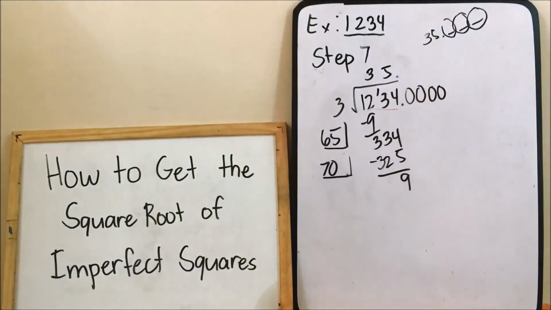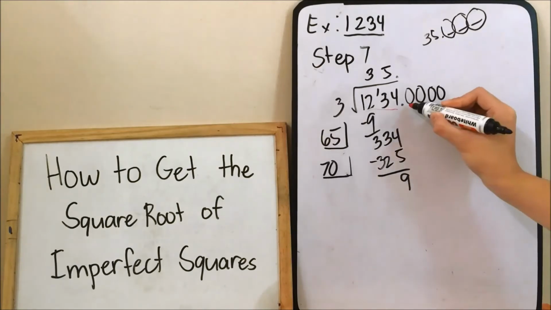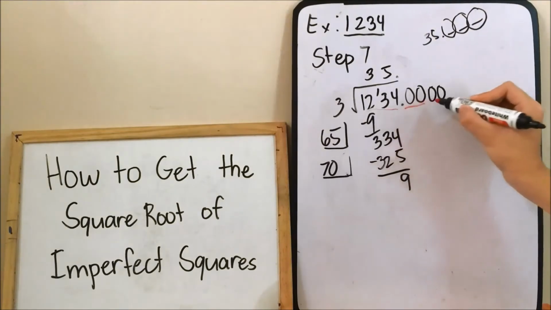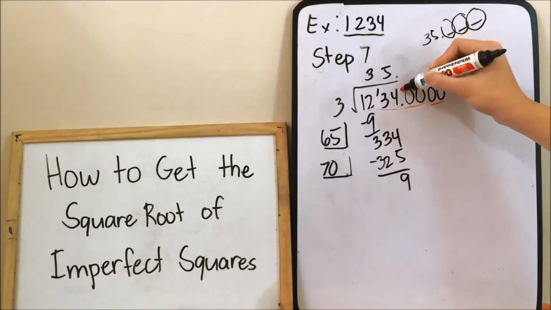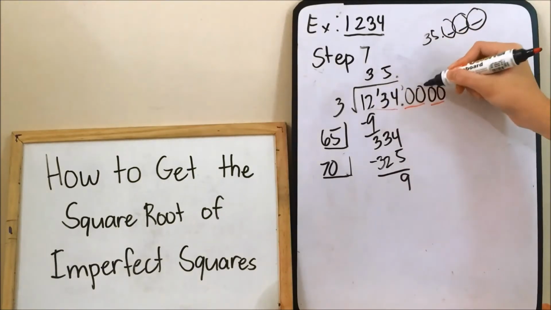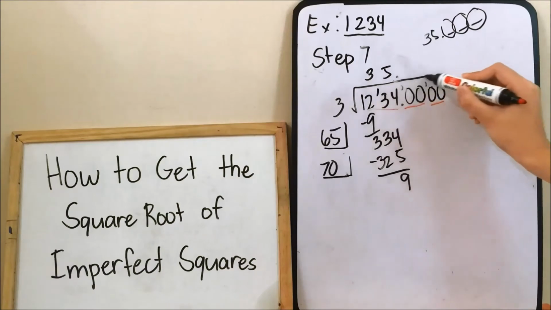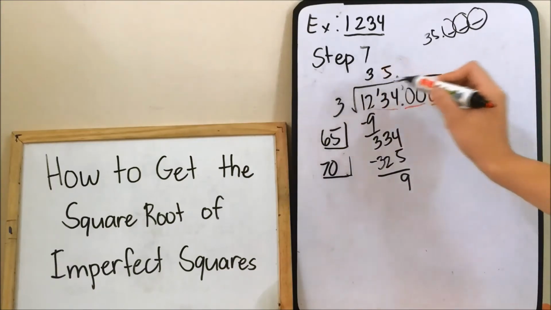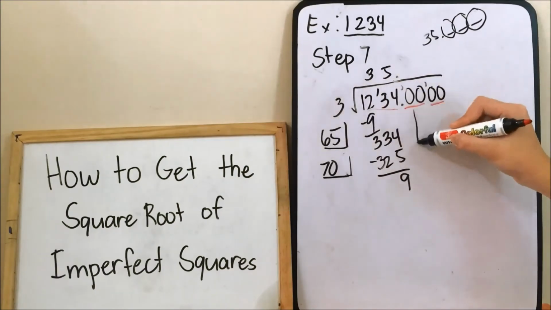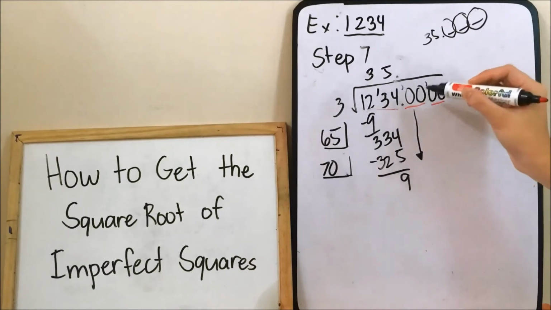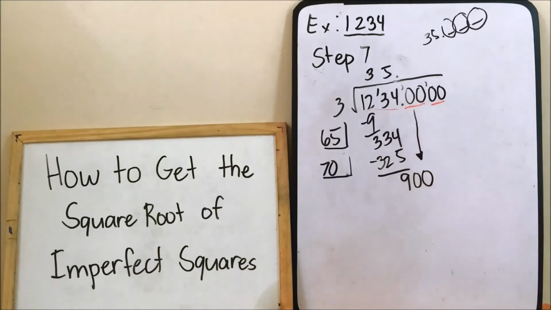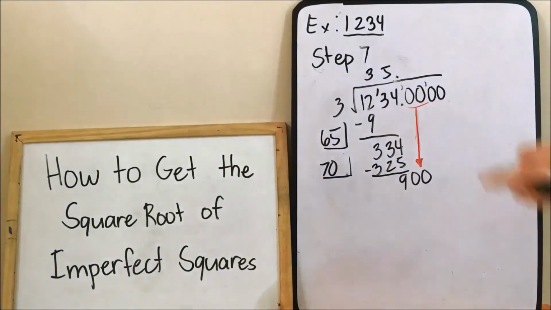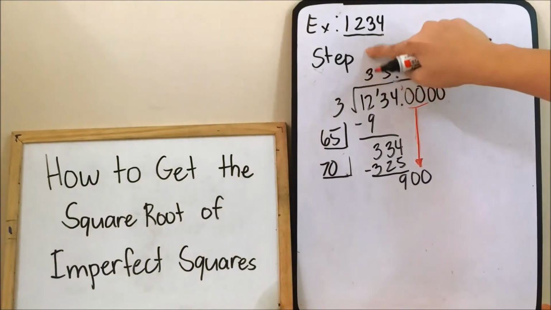We will also need to pair the zeros. So 0, 0 over here is a pair, and 0, 0 over here is a pair too. And we'll put apostrophes to separate them. There. This is if you still want to continue this. Bring down the zeros over here, which makes 900. Now let's move on to our next step.